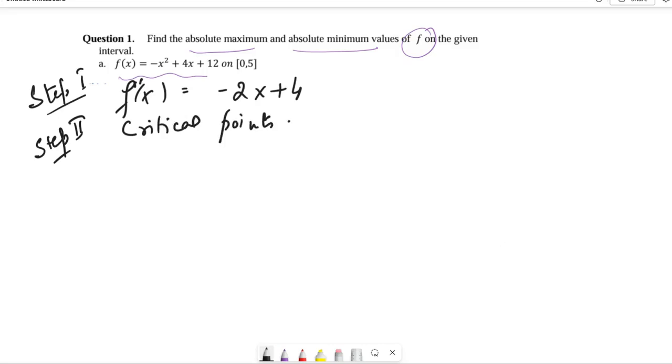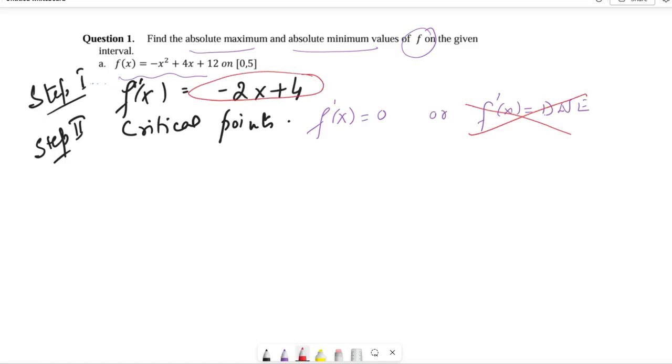Step 2 is to find the critical points. How do you find critical points? Critical points are either where f prime x is 0 or f prime x does not exist. Okay. For this one, this is a polynomial. Polynomials exist everywhere, so does not exist really doesn't need to be investigated.